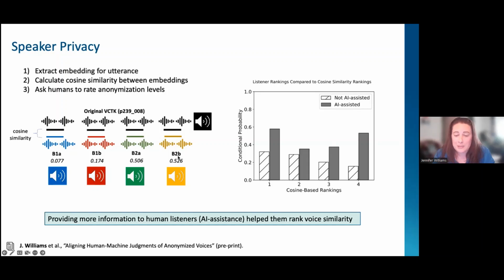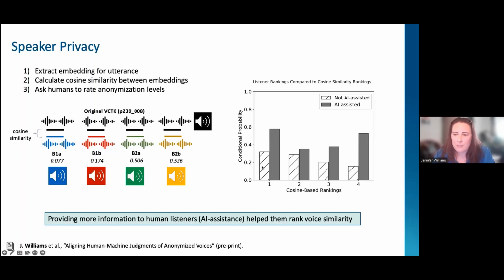So B2A and B2B both sound quite similar. B1A sounded very mechanical. You can tell it's synthetic speech. So this is an experiment that we did where we played these samples in a survey, and we asked humans to rank how similar each of these voices were to the original sample. And what we found is that when we didn't give them any information about what we think the similarity is in terms of cosine similarity, they performed not too great.